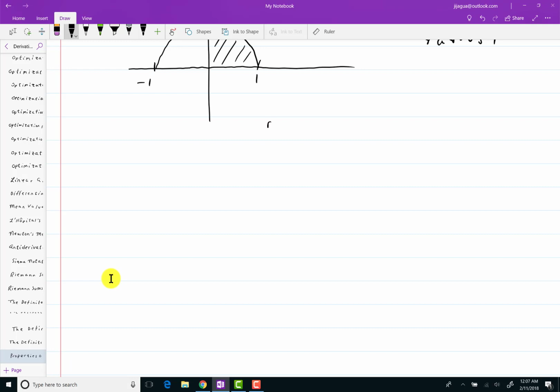So the integral from 0 to 1 of the square root of 1 minus x squared dx equals 1/4 of a circle. What's the area of a circle? It's pi r squared. The radius in this case was 1. So this equals pi over 4.